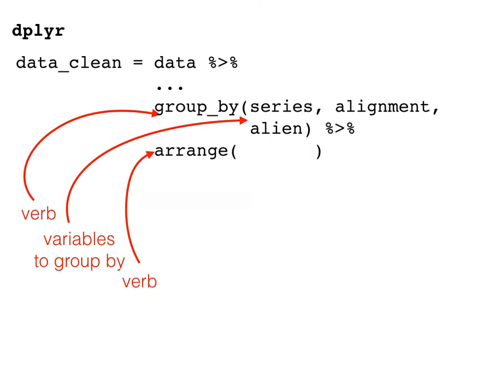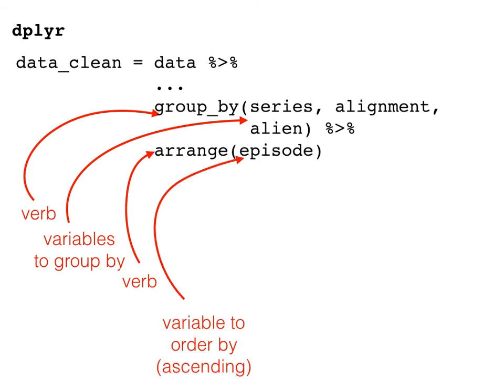Next, we have the verb arrange, to say that within our groups, we want to order the data a certain way. We then feed R the variable we want to order by. I chose episode, so that we take the first appearance of each alien species within our variables. Note, the default for arrange is ascending order.